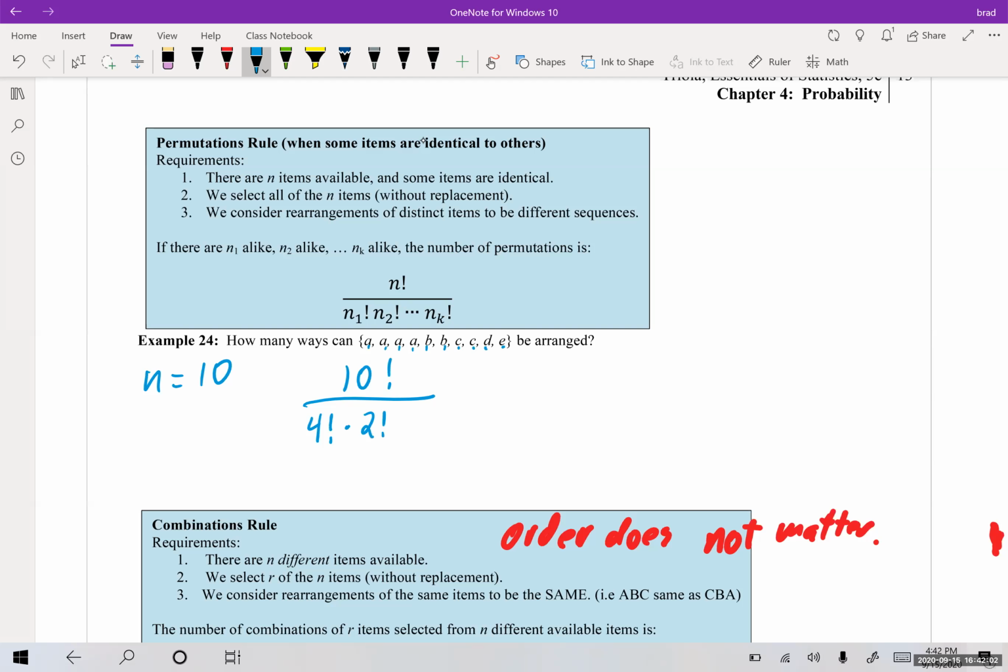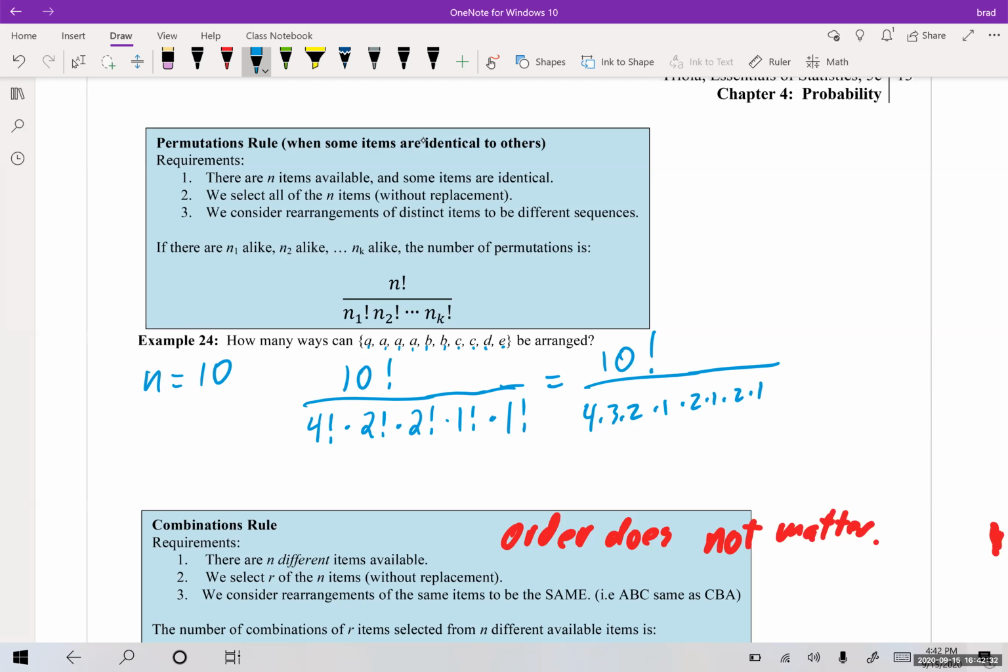So we're going to say 2 factorial. C is repeated 2 times, so 2 factorial. Now D is 1 factorial, but you don't even have to write it because 1 factorial is just 1, and E is 1 factorial. So what we end up with is 10 factorial divided by 4 factorial times 2 factorial times 2 factorial, and 4 factorial is just 4 times 3 times 2 times 1 times 2 times 1 times 2 times 1, okay?